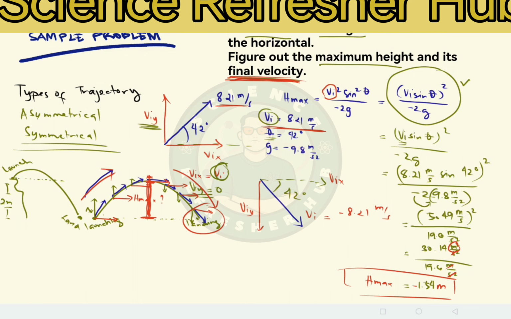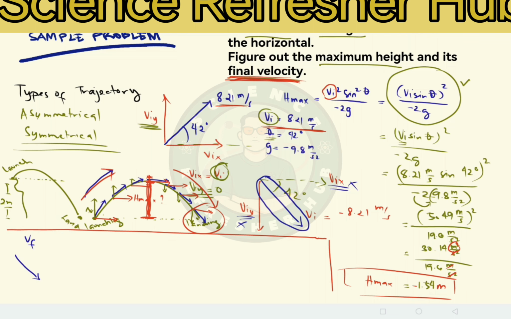All right, so we need to find the final velocity. Final velocity is this blue vector here, not the Vix or even the Viy, just the vector here that is going down 42 degrees with respect to the horizontal. We need to find the value of that. As I said a while ago, the launching and the landing in our perfect trajectory, it's the same. It's almost the same. So we expect that our answer will be closer to 8.21.